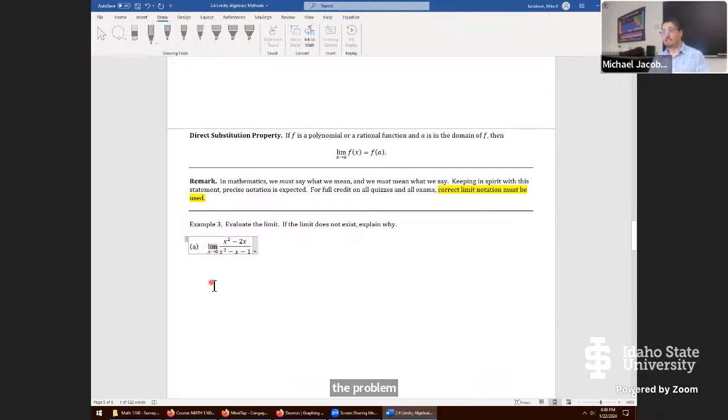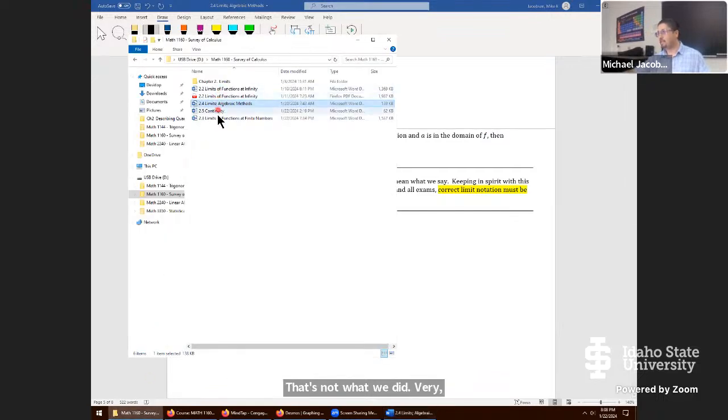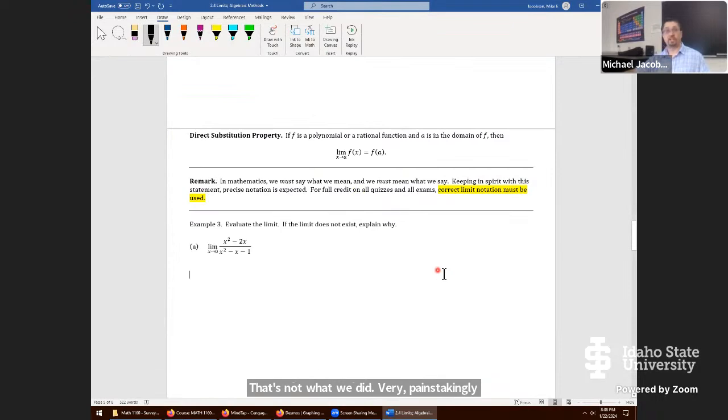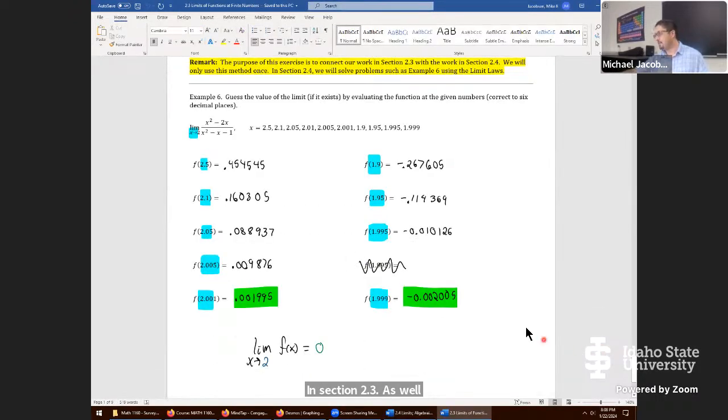If it had started with limit as x tends towards 0, that's a rational function and 0 is in the domain. And you know what? That one is like deja vu. I forgot I did this. That's the one we did very, very painstakingly in section 2.3. We might as well compare our work. I forgot that that was on there.